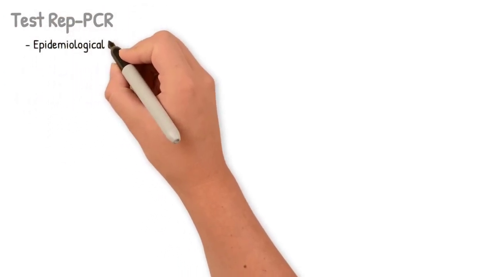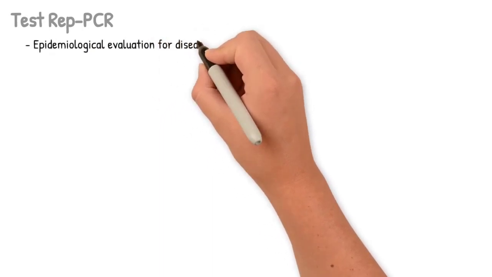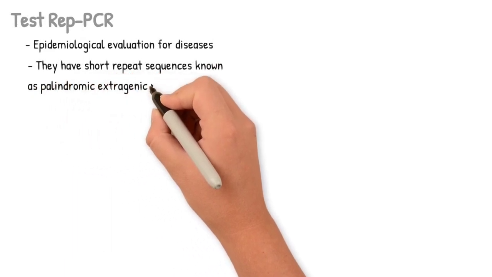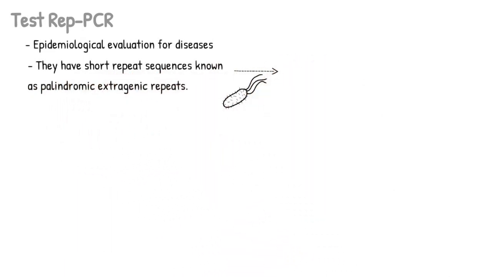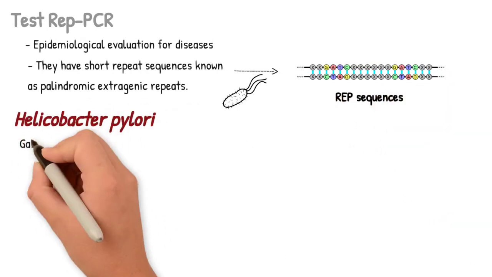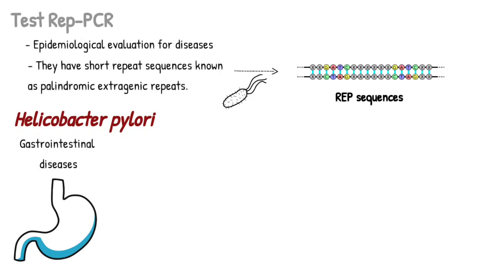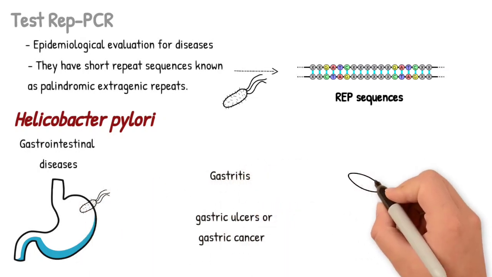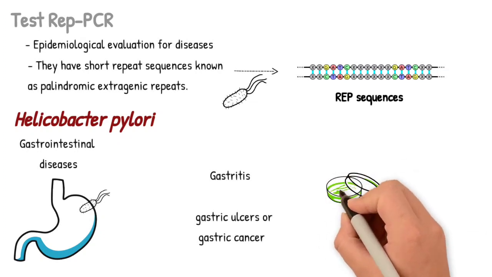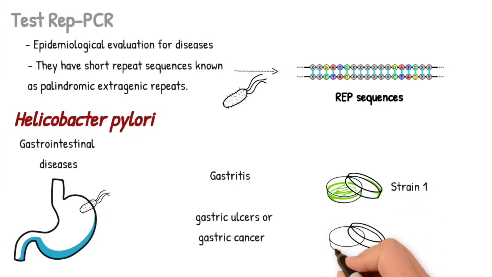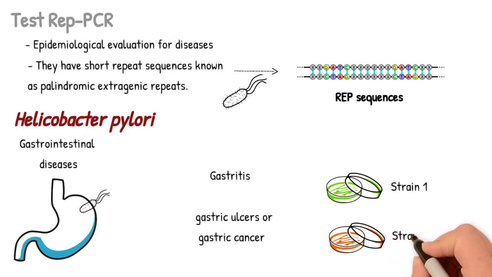This is an epidemiological evaluation test for different diseases, which is based on the fact that some bacteria have short repeated sequences known as palindromic extragenic repeats. Helicobacter pylori can cause diverse gastrointestinal diseases, mainly gastritis, and a lower percentage of gastric ulcers or gastric cancer. This variation can be attributed to different strains, which is why the Rep-PCR test is used to identify if there are fingerprints associated with a particular strain.